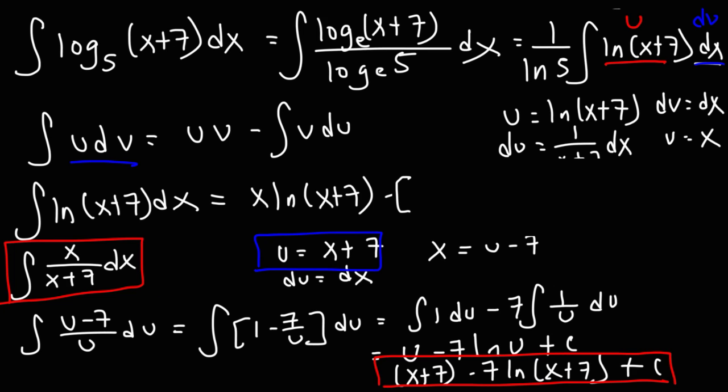So I'm going to distribute this negative sign to everything here. So all the signs will change. So we're going to have negative x plus 7. This sign is going to change, so it's going to become positive 7 ln(x plus 7), and then plus c.